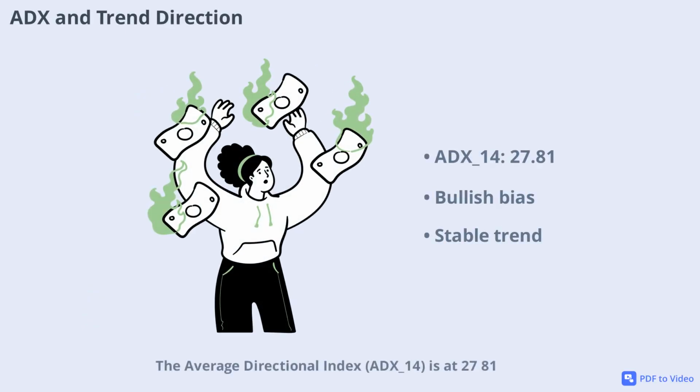The average directional index, ADX14, is at 27.81, indicating a moderately strong trend. The plus DI14 at 30.55 and minus DI14 at 22.38 suggest that the bullish direction is currently favored. The ADXR14 at 29.44 supports the idea that the trend is stable, but not at extreme levels.